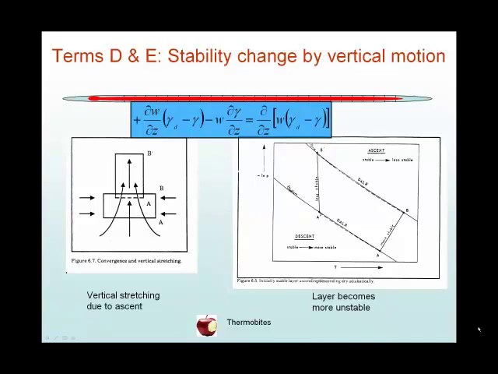In this video, we're going to explore the concept of potential stability. We begin by considering the last two terms of the lapse rate equation, which examine stability changes by vertical motion, and these two terms can be combined into one. Consider then a layer of atmosphere that's lifted and stretched by vertical motion.